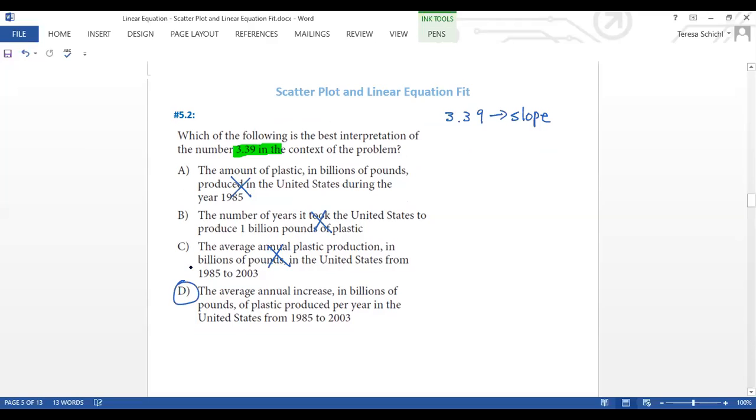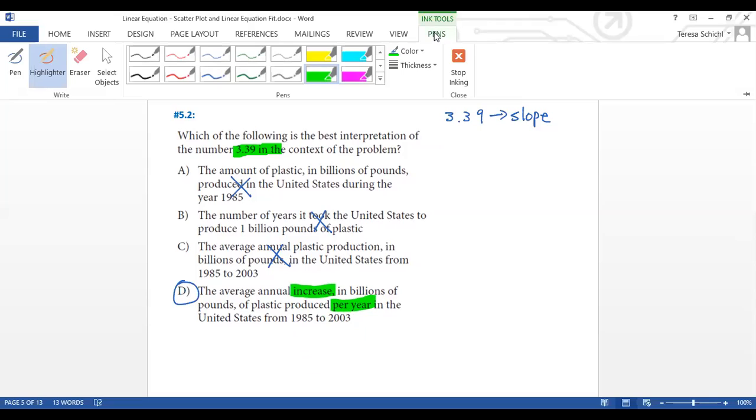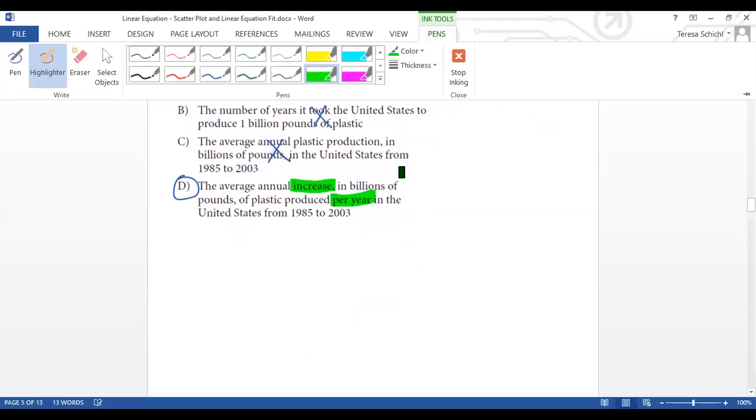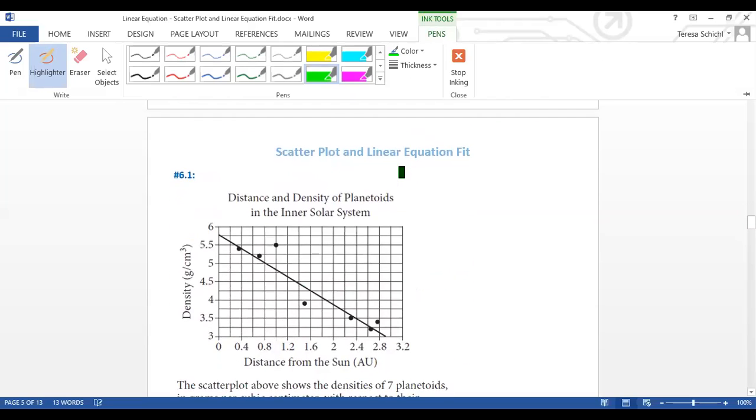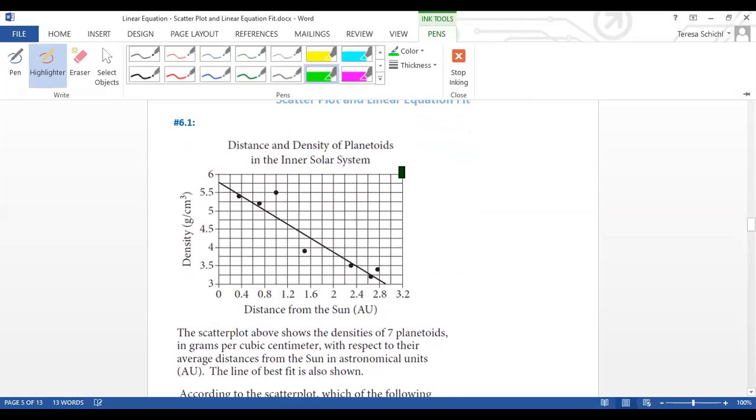So let's see if it is true or not. The average annual, okay, this is the keyword, right? Increase in billions of pounds produced per year in the United States. So per year means for every unit increase in x, y will increase this much. That's why we talked about interpreting the slope and intercept in the other video. This is very important, right? So we use it.